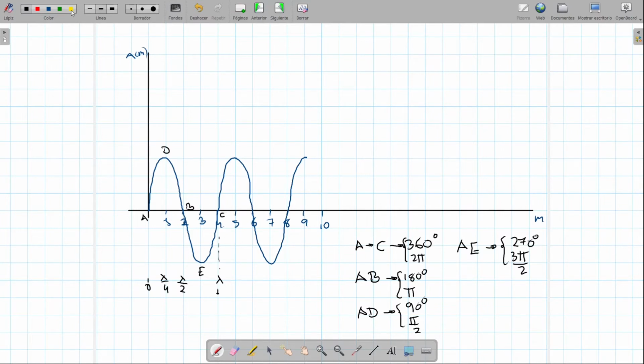Okay, so imagine we then have another wave, which instead of having the crest there, is going to have the crest, let's do it here. Okay, so it's going to be displaced.